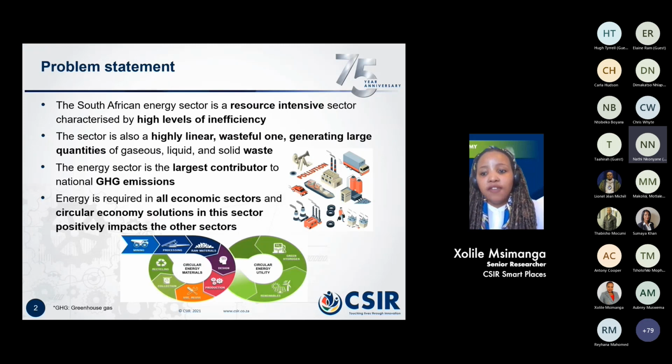With regards to the energy sector in South Africa, it is a resource-intensive sector which is characterized by high levels of inefficiency. Approximately 71% of energy consumption comes from the burning of coal. 20% of total primary energy entering the system is lost due to power generation processes, and 2% of South Africa's water is directed to energy generation. The sector is also highly linear, wasteful, and generates large quantities of gas, liquid, and solid waste. For example, fly ash and bottom ash from the electricity and petroleum sectors made up 75% of total hazardous waste in 2017 in the country.